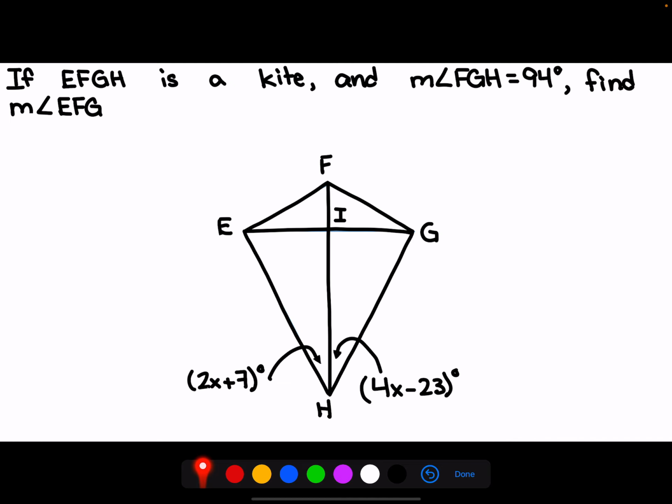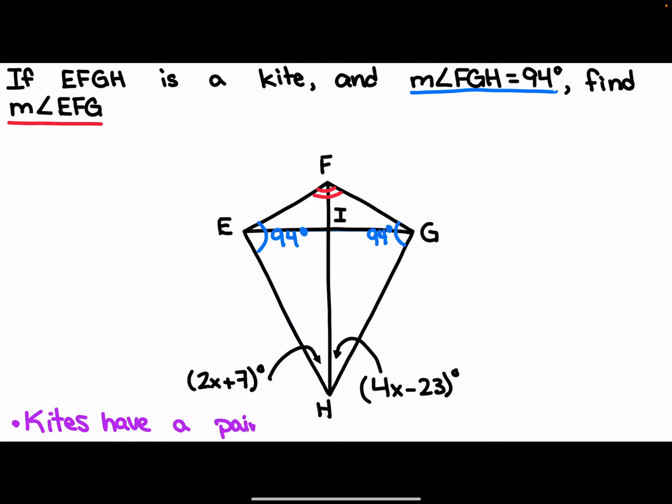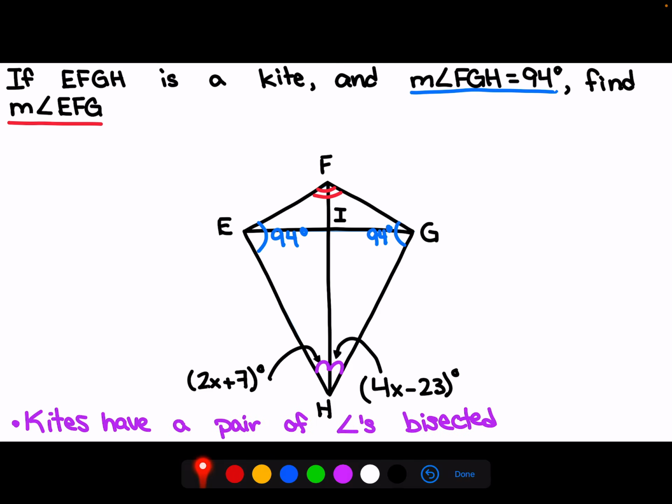All right, next up. If EFGH is a kite and the measure of angle FGH, this angle here, is 94 degrees, find the measure of EFG. EFG is this top angle. So to get started, we have a kite here, and I know that this angle is 94, so I should probably draw it in. I also know that we have a pair of angle bisectors at one of the angles, and that one pair of opposite angles are congruent. So angle E and angle G are congruent to each other.